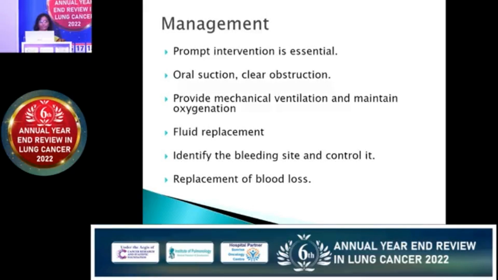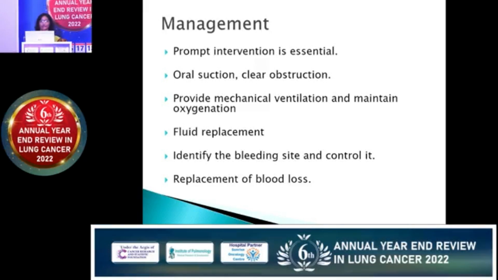Management, prompt intervention is essential. Oral suctioning and clear the obstruction. Provide mechanical ventilation and maintain oxygenation. That's very important for the patients because if the patient is bleeding as it is, their HB will be low and they'll have breathlessness as it is, and lethargy. Then fluid replacement, as the patient won't be able to take anything orally, so we have to give fluids to maintain the circulatory system. Identify the bleeding site and control it.